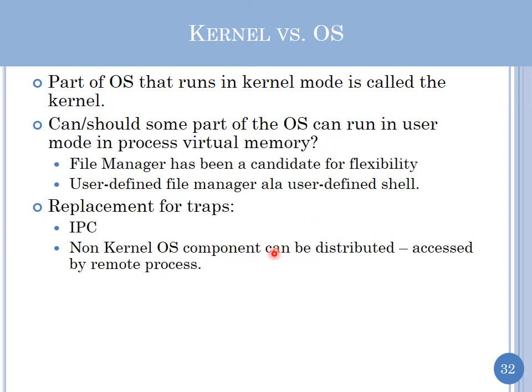And related to distribution, when you put things outside the kernel, you can put them in a server. And when you put something in the server, you can access it remotely. So a lot of distributed operating systems tend to be what are called microkernels, where they provide very little functionality in the kernel and most of the services outside, so that they can be accessed remotely.